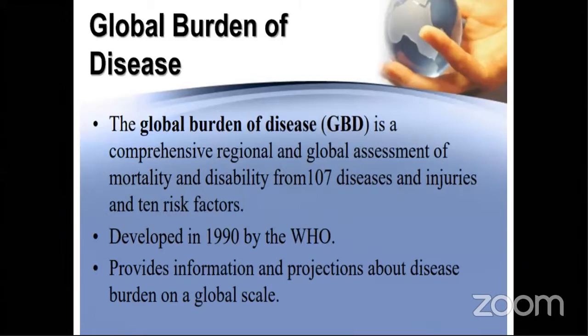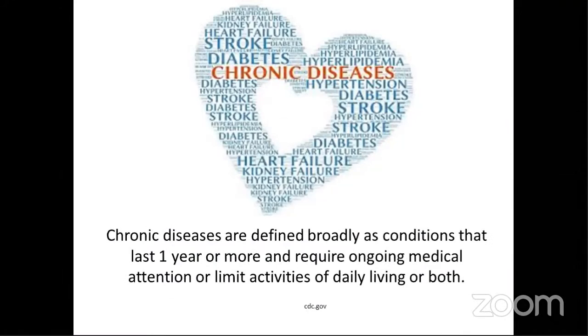Now, the global burden of disease is a project that was developed in 1990 by the World Health Organization. It's a comprehensive regional and global assessment of mortality and disability of a number of diseases and injuries, as well as the risk factors that cause these diseases. And it gives information on a global scale as to how these diseases actually affect a country. Now, chronic diseases are defined broadly as conditions that last for more than a year. So if you have a condition that lasts you for more than a year, it is considered a chronic disease. And then I'm going to be looking specifically at non-communicable diseases that are chronic.